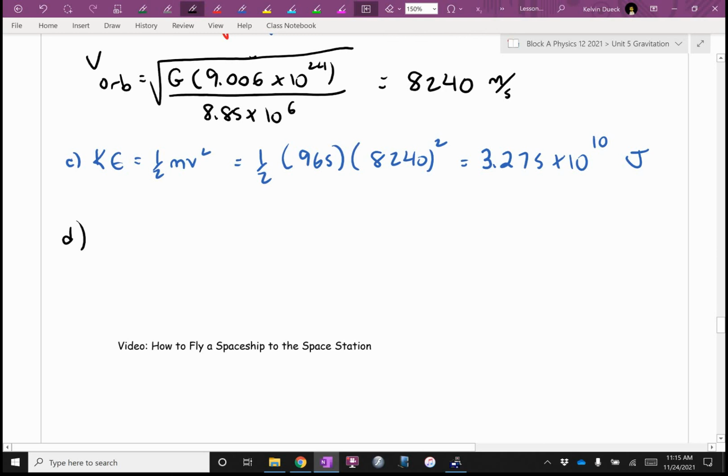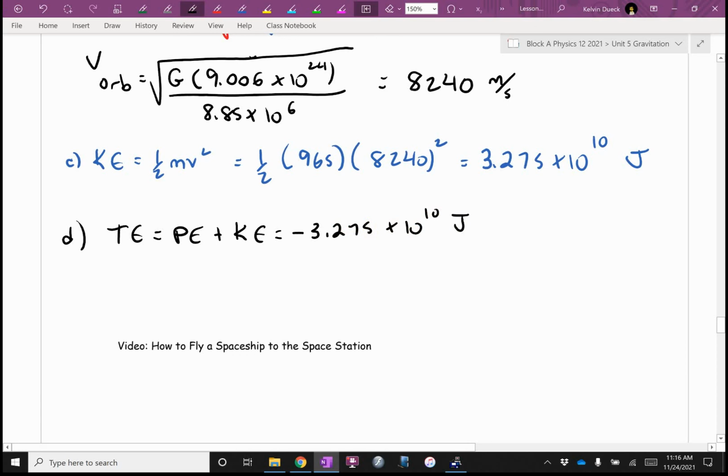What does D want me to find? Total energy will be potential plus kinetic. However, it seems to me that if the kinetic is half as big as the potential, the total energy will just be negative half of the potential. In other words, and you can try this on your calculator, if you go negative 6.55 times 10 to the plus, answer button, I'm pretty sure you're going to get negative 3.275 times 10 to the 10th joules.